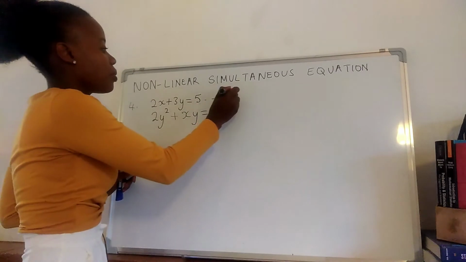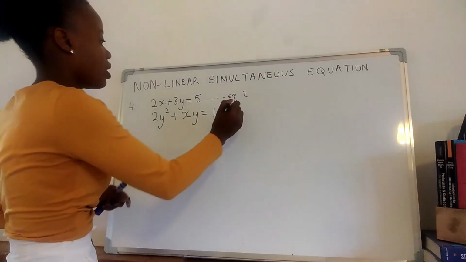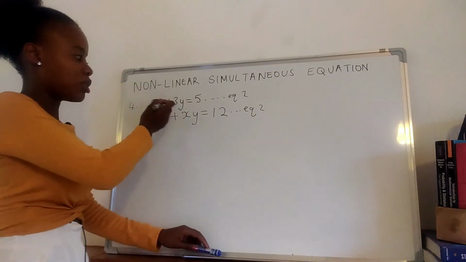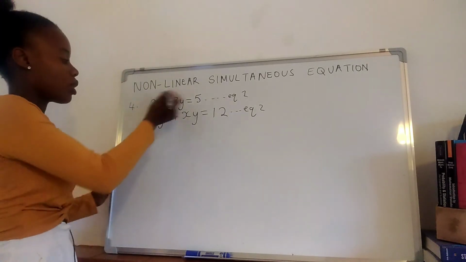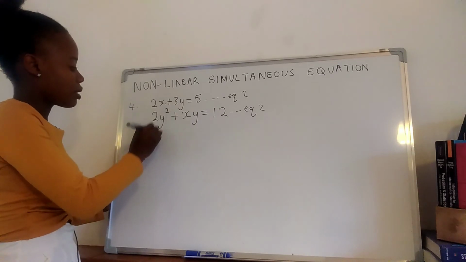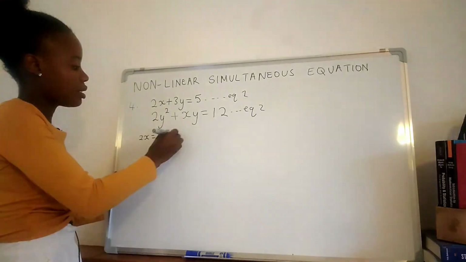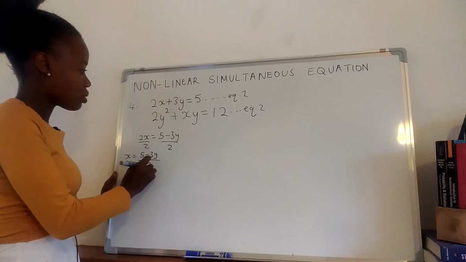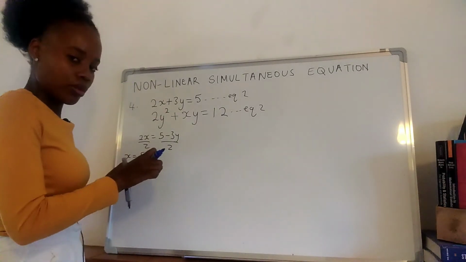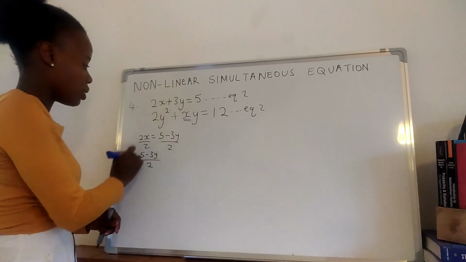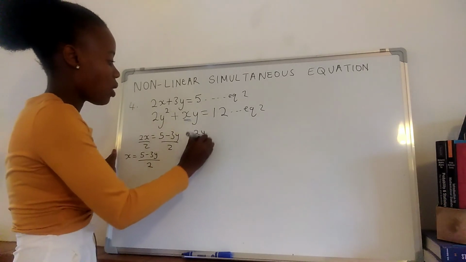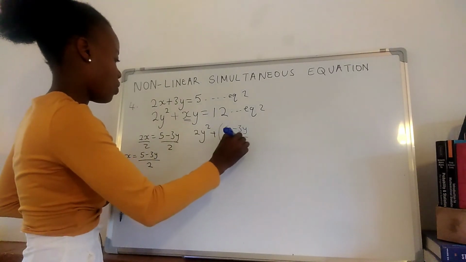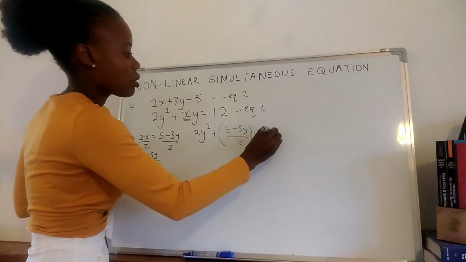Number four, equation one, we have 2x plus 3y equals 5. In equation two, we have 2y squared plus xy equals 12. So, we are going to make x the subject here and then substitute our x in equation 2, okay? So we're going to have 2x equals 5 minus, we take 3y to the other side, and then divide by 2 both sides. So our x is going to be 5 minus 3y over 2. That's our x. Where we find x in equation 2, we substitute this. So we're going to have 2y squared plus our x, which is 5 minus 3y over 2, times y equals 12.